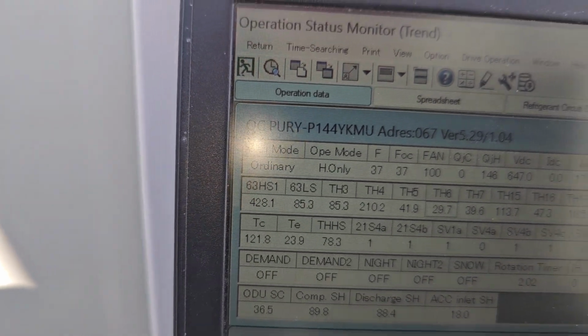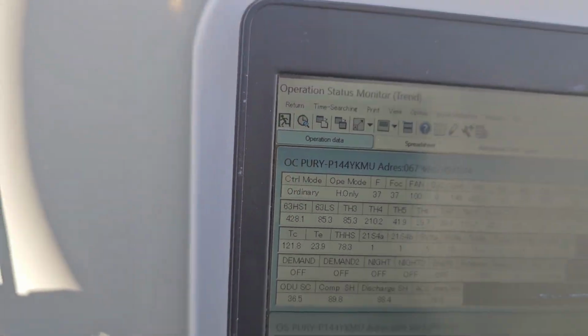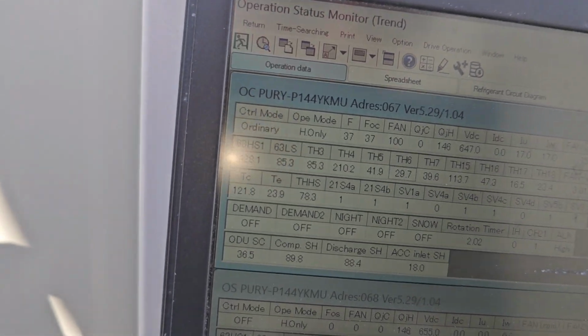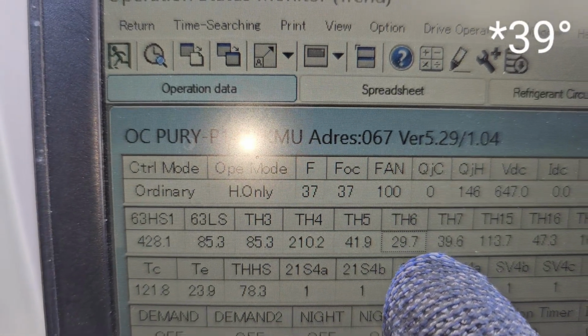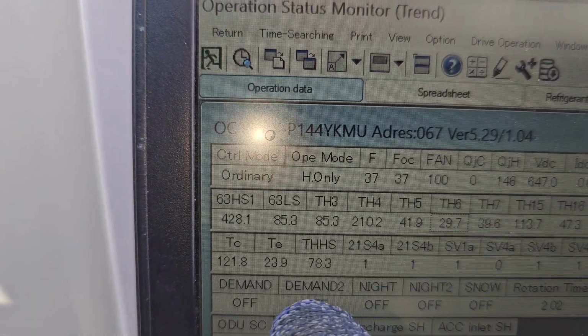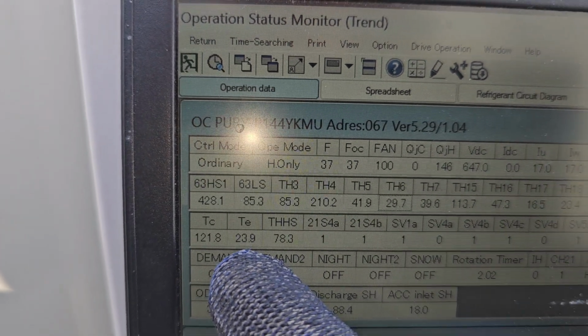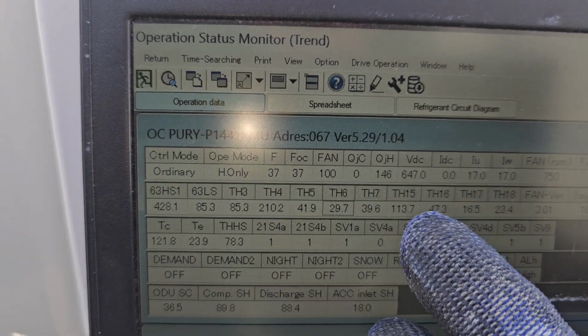Our TE is influenced by outdoor temp. If we're in heating only, our outdoor unit is now our evap. So if we look at our TH7, which is our outdoor temp, it's 29 degrees. It's lovely out here today. And then our TE is 24. So we need a colder evaporation temperature, a colder coil than it is outside to get that heat exchange to boil off that refrigerant.